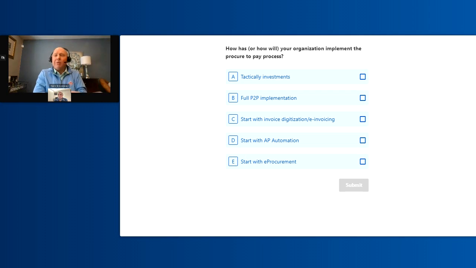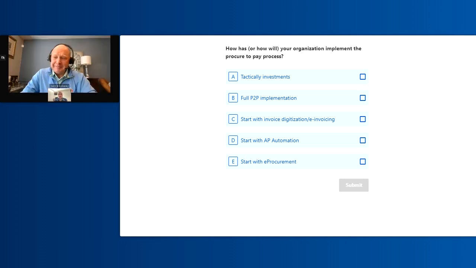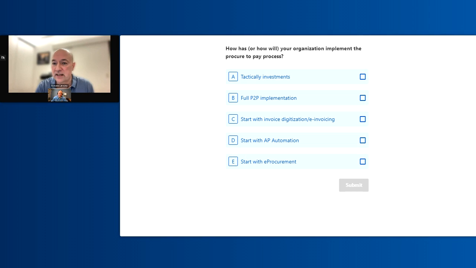All right, Rowan, so this poll question begs the question, is there a wrong answer? Is there a wrong way to go about implementing the P2P process? I feel like in light of the previous question, we really needed an answer F, none of the above, we're just not going to do it. No. So from my perspective, no, as long as you're moving forward, I think you're doing the right thing. I don't think there's a right way or a wrong way.